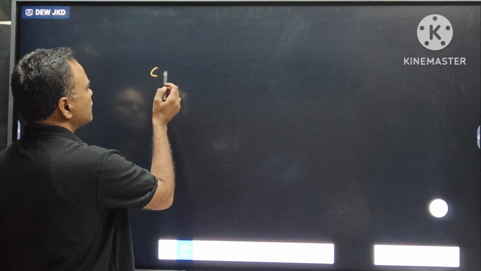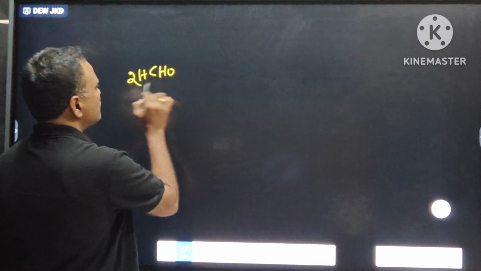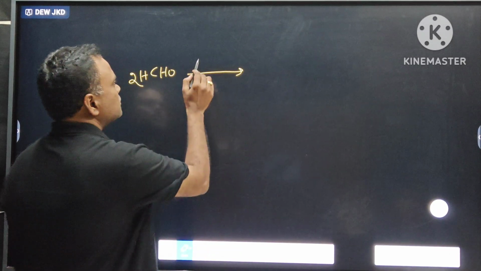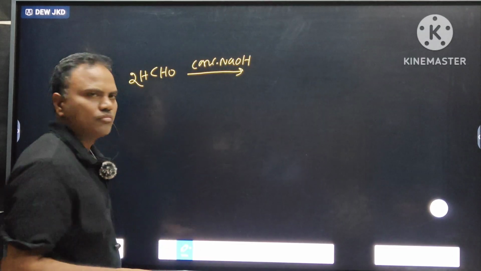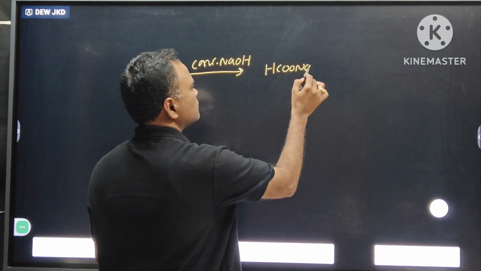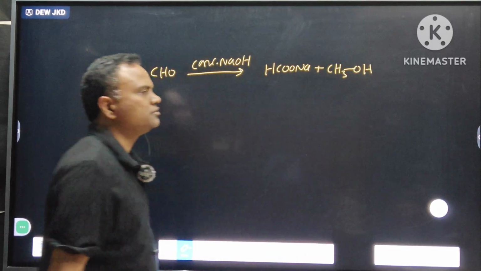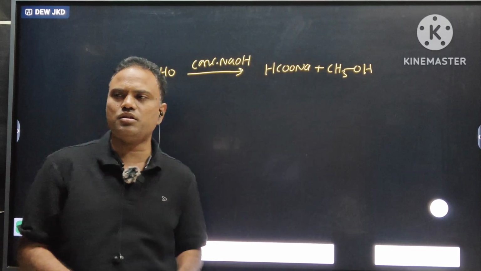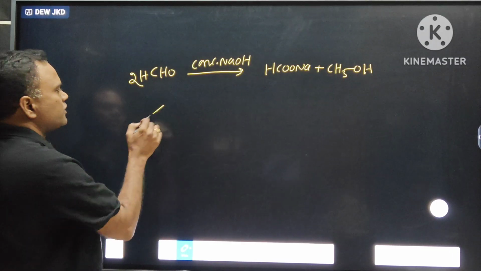I'm taking formaldehyde, HCHO. 2 moles of formaldehyde. Formaldehyde is also called methanal. Concentrated sodium hydroxide. One molecule is converted to acid, another molecule is converted to alcohol. Disproportionation. One molecule undergoes oxidation, another molecule undergoes reduction. Disproportionation reaction. Okay.